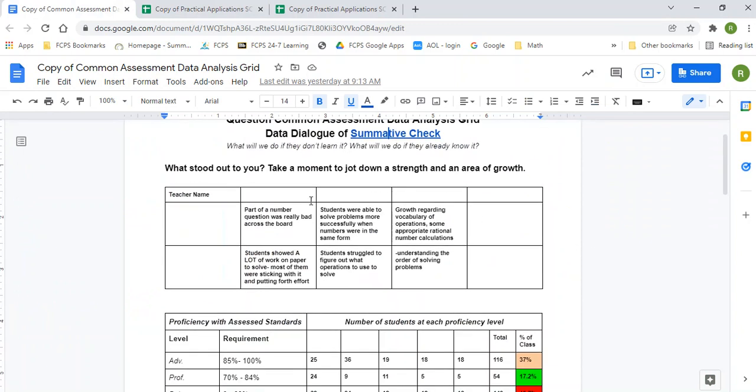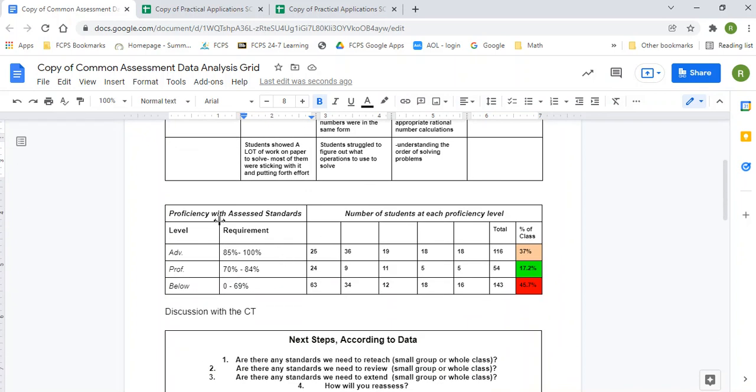Then I had each teacher, you would write the teacher name here, jot down what stood out to them, a strength and an area of growth. And so each teacher wrote down some comments. This kind of helps keep the reflection in the forefront of your mind for the data. So proficiency with assessed standards, you can get this information if you've given an e-cart, but what was effective is for everybody to see where everybody else was, as a whole group of math students.